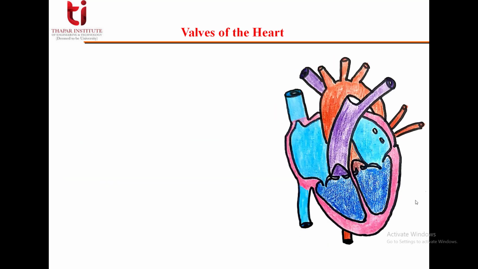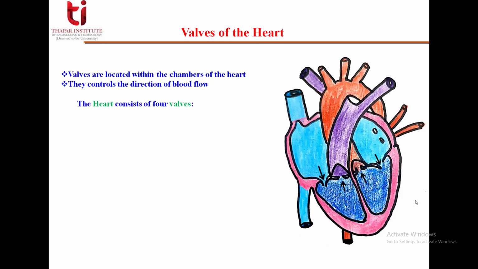Now let's discuss the valves of the heart. Valves are located within the chambers of the heart. What is the function of valves? They control the direction of blood flow in our heart. Our heart consists of 4 valves. You can see 4 arrows in the figure, and they are the tricuspid valve, the mitral valve, the pulmonary valve, and the aortic valve. So these are the 4 valves.